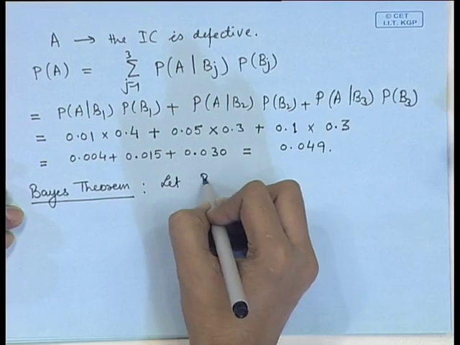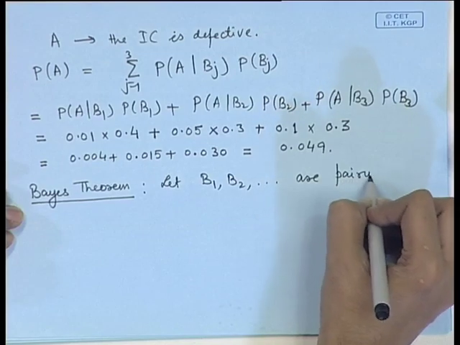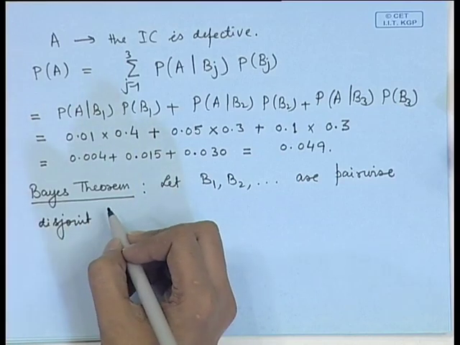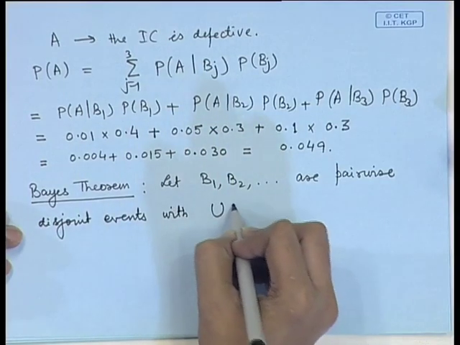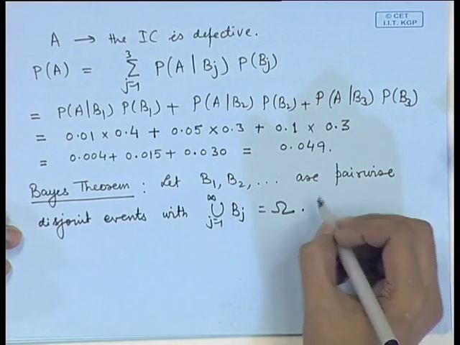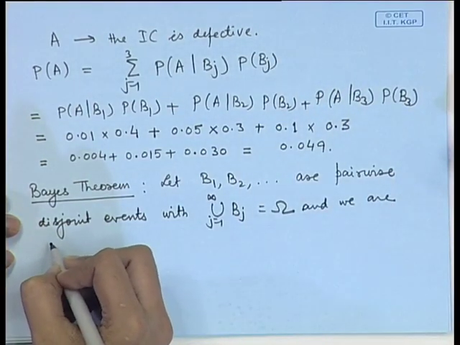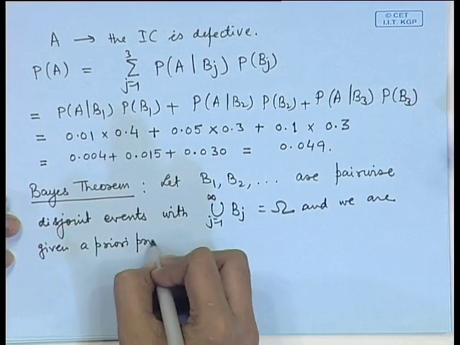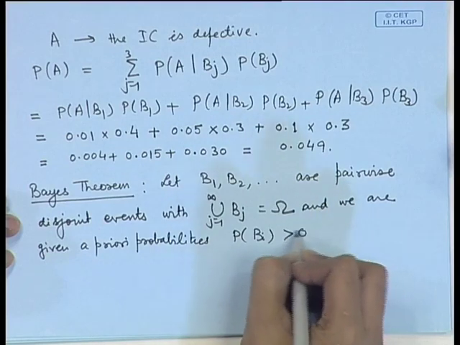Suppose B 1, B 2, etcetera are pairwise disjoint events with union of B j equal to, say, omega. That means they are exhaustive also, and we are given a priori probabilities, probability of B i as positive.